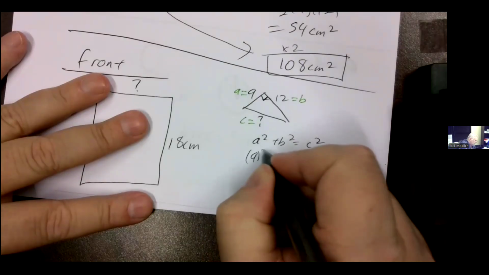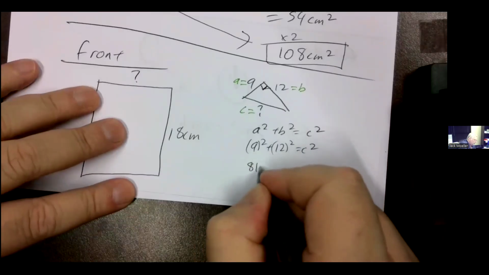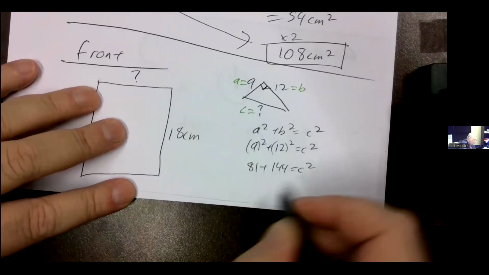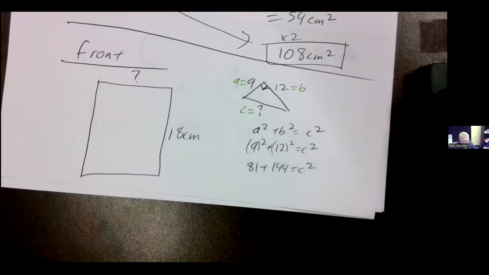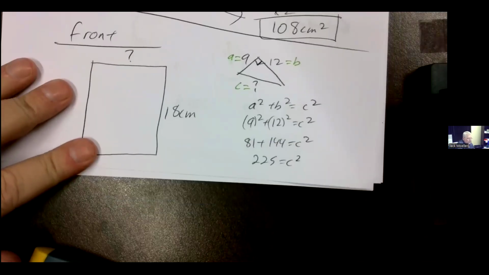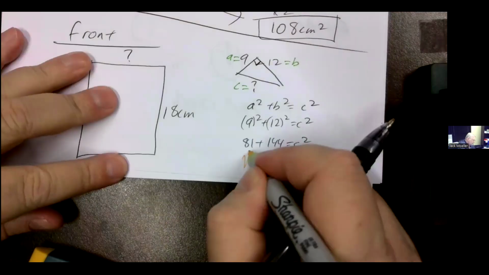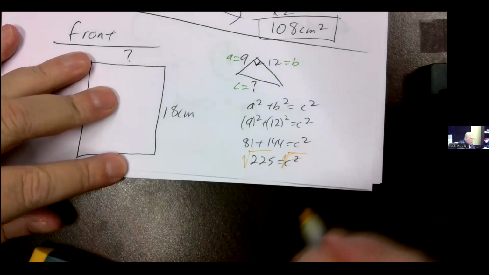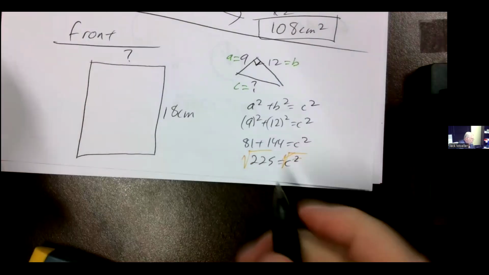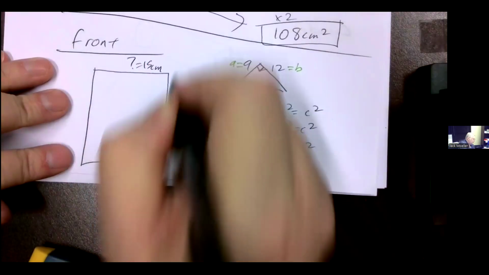We have 9 squared plus 12 squared equals C squared. So that's 81 plus 144. 144 plus 81 gives us 225. Now remember that's C squared, not C. So at this point, we need to take the square root of both sides. The squares cancel out. And then the square root of 225 is 15. So we now know that that side is 15 centimeters.